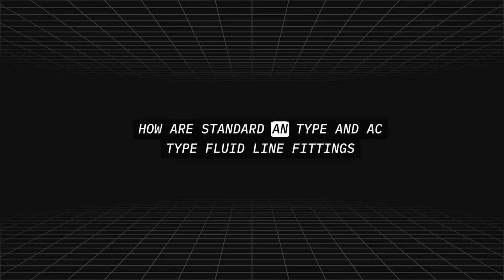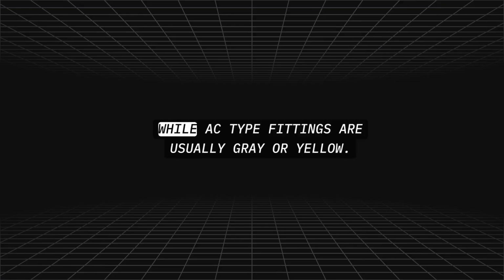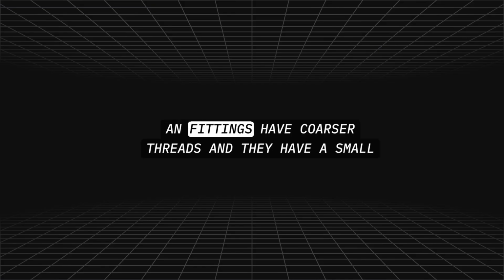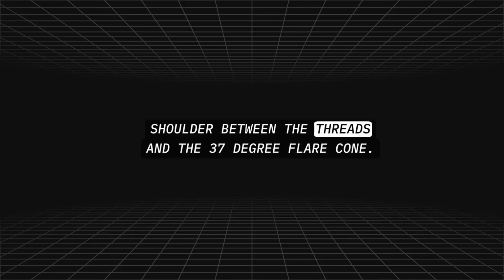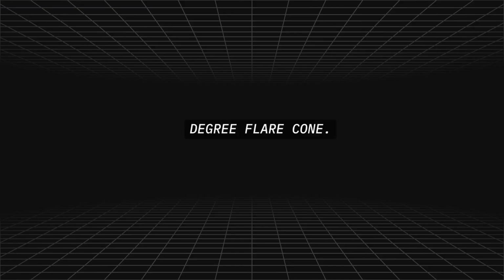How are standard AN type and AC type fluid line fittings identified? AN fluid line fittings are colored either blue or black, while AC type fittings are usually gray or yellow. AN fittings have coarser threads and they have a small shoulder between the threads and the 37-degree flare cone. The AC fittings are completely threaded all the way to the 35-degree flare cone.